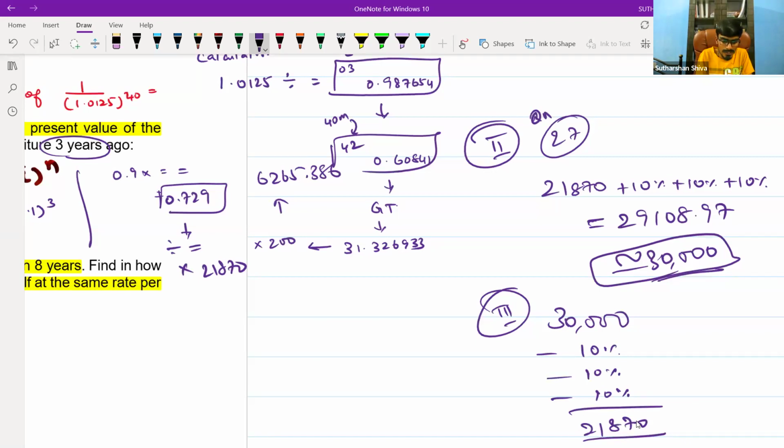30,000 minus 10%, minus 10%, minus 10%. Exactly, I'm getting 2180. This is the third way. Fourth way, I will tell you. You will assume the option. Option A is what? 30,000. You will consider this as a principal, right?